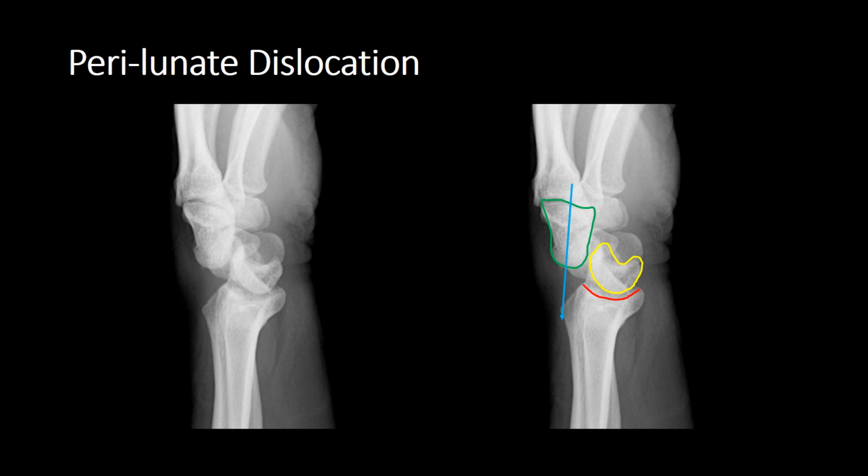And the way to confirm that it is just a tilted lunate rather than a dislocated lunate is to use that line, draw it down through the capitate, and you will then quite clearly see that it doesn't bisect the lunate or the radius, indicating that it's a perilunate dislocation and not a lunate dislocation.